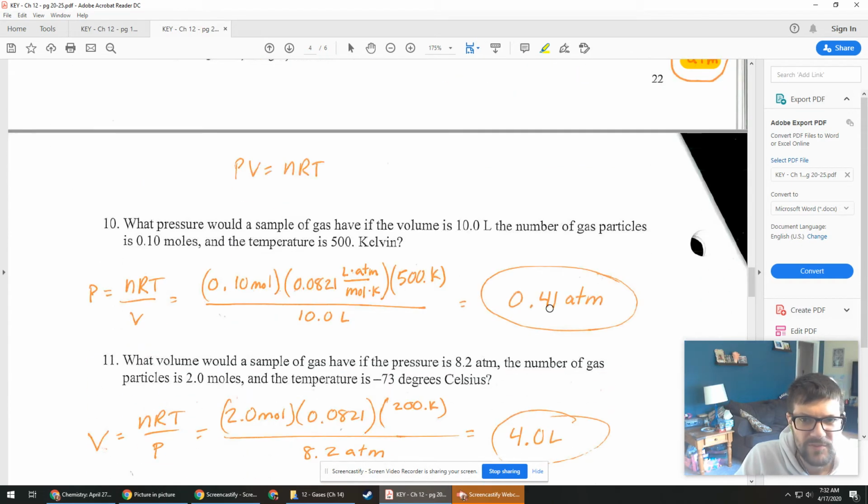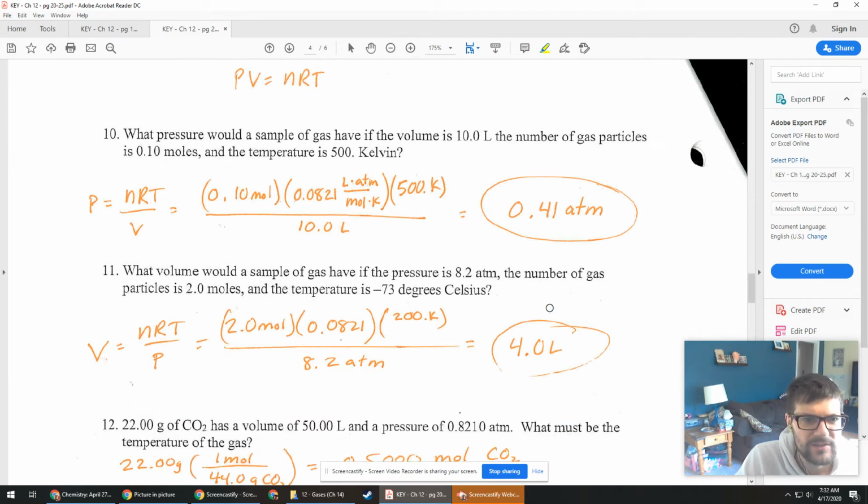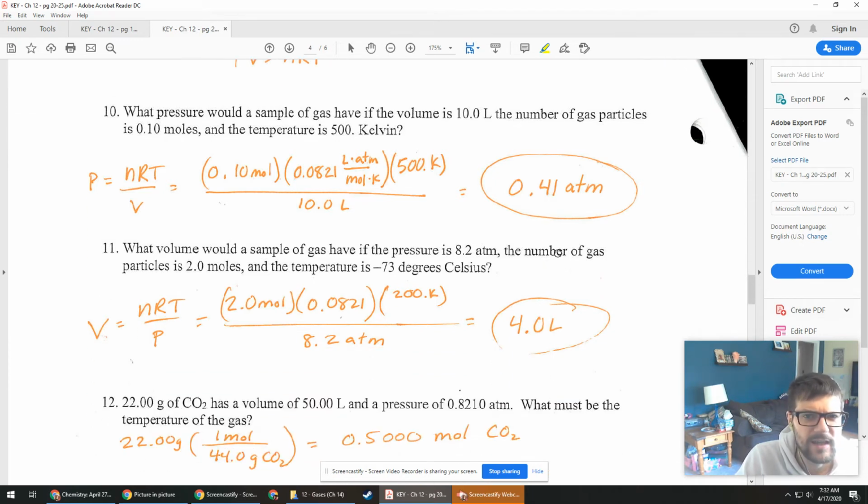All right, so that's page 22. You also did page 23, so let's take a look there. And I think I might not do all of these. Again, here we're solving for pressure. We're given moles, temperature, volume, very straightforward.